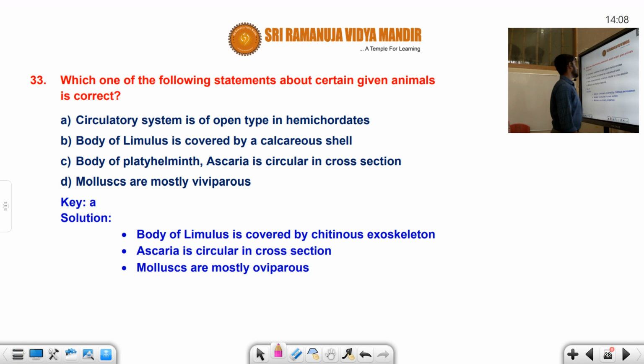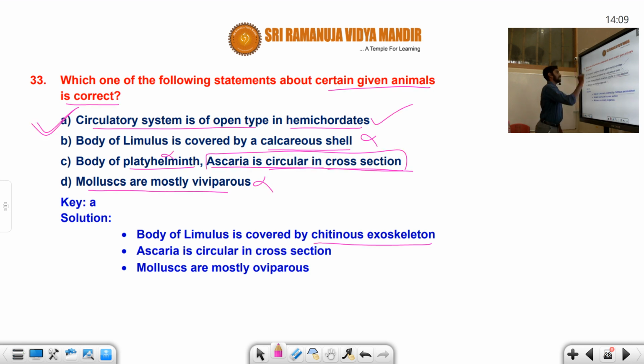Next, this is the incorrect statement. The body of Platyhelminthes and Ascaris is circular in cross section. Generally, only Ascaris shows circular cross section, whereas Platyhelminthes do not. Next, mollusks are mostly viviparous. No, not at all, they are oviparous. So our correct option for this question is A. The solution is also given for your reference. So 33 is A, student.